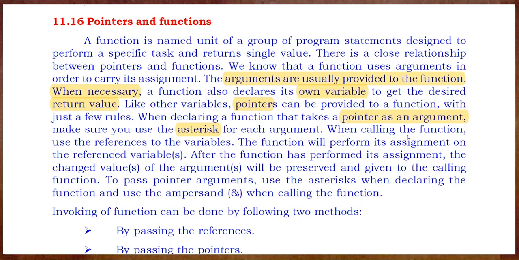When calling the function, we use the reference to the variables. It will not create one more variable; it takes the reference to the variable. The function performs its assignment on the referenced variable. That is how we get the address of the arguments, and that reference is copied to the arguments inside the function. Then, using that, we can perform any operation. Whatever operations we perform with the arguments will affect the actual arguments.